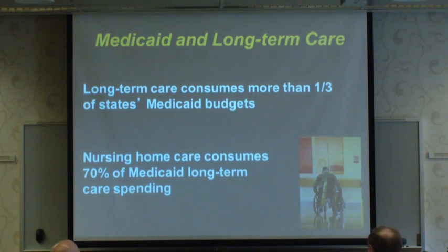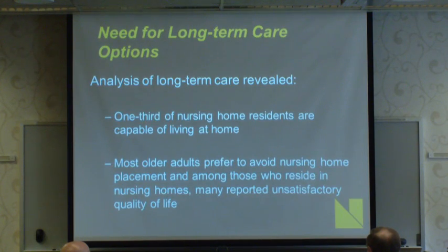And in fact, that's how I got into this program. Indiana Medicaid came to us at Purdue University and said, what can you do about this? And so that's how I began this program of inquiry. Nursing homes consume about 70% of Medicaid long-term care spending. The interesting thing about that is that 1/3 of nursing home residents are really capable of living at home, but instead they're living in a facility that is running about $70,000 a year on average, right?